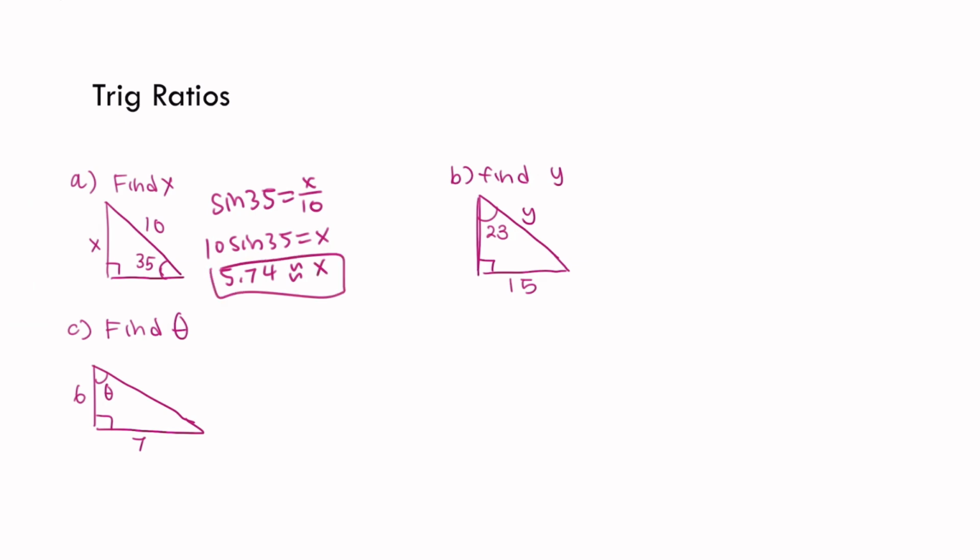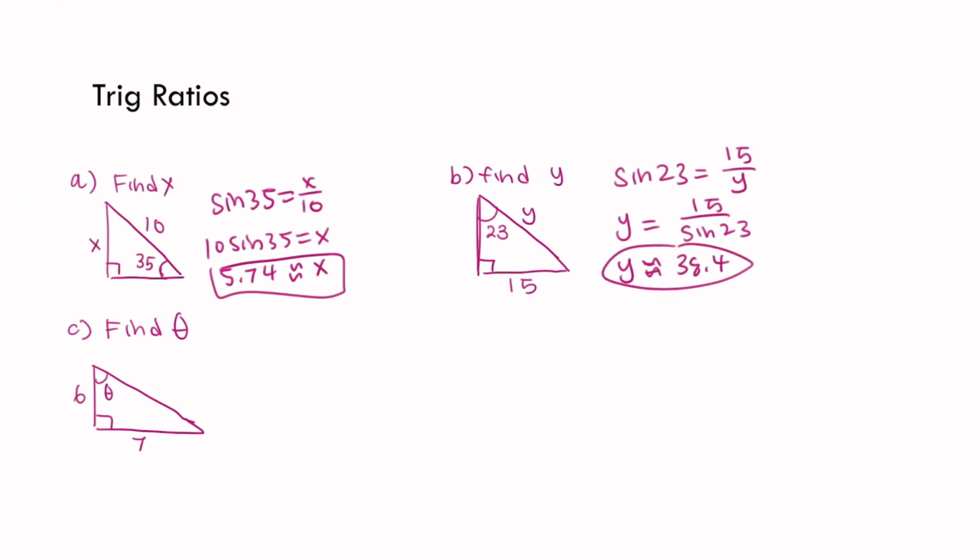For B, we have to find the value of y. We're given the angle 23 and also the opposite side and the hypotenuse side. So you can do sine 23 is equal to opposite, which is 15 over y. And we can do y is equal to 15 over sine of 23. And plugging that into your calculator, you get around 38.4.